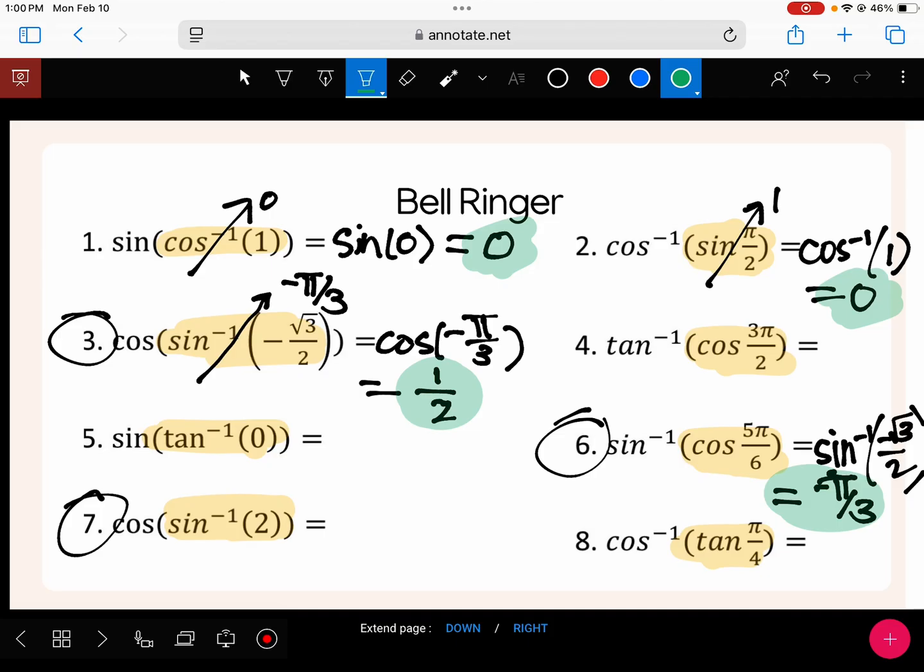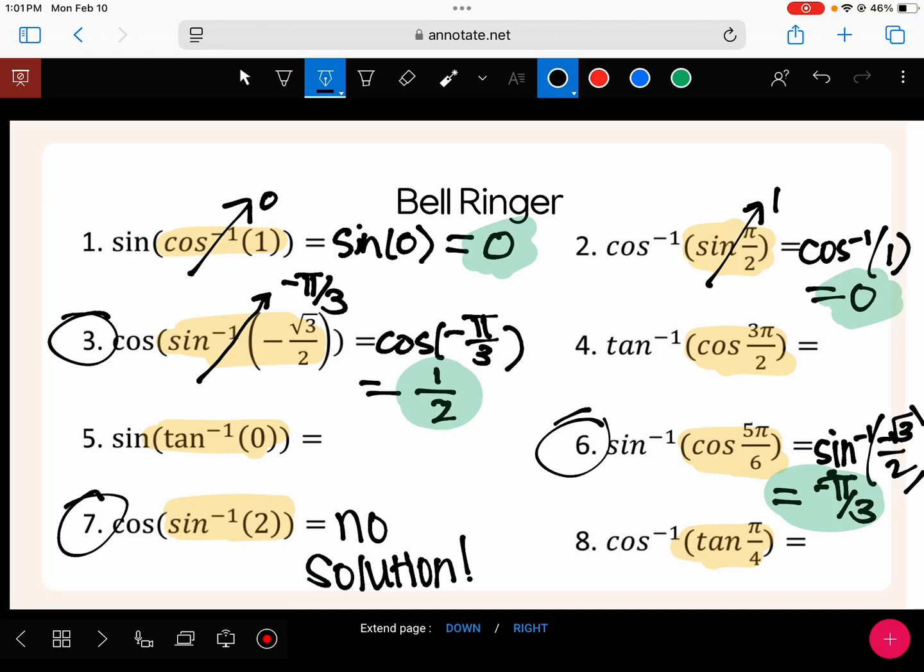Yep. Okay. Now, did anyone get to number 7? Is there anywhere on our unit circle where we can find number 2? No. That's a big thing. No solution is different than DNE or undefined.